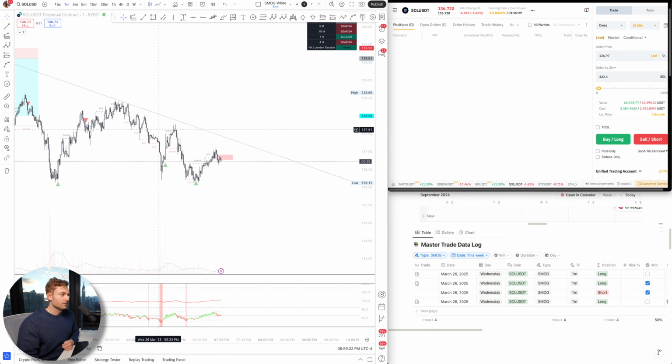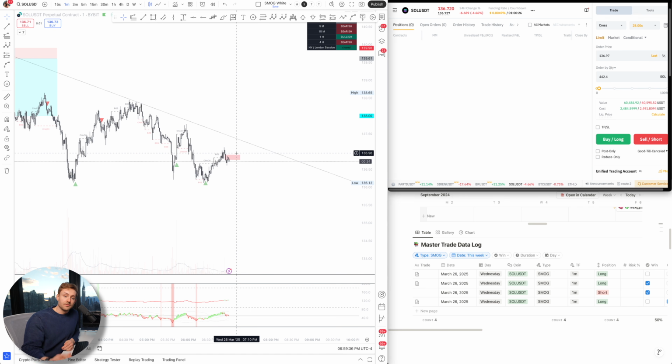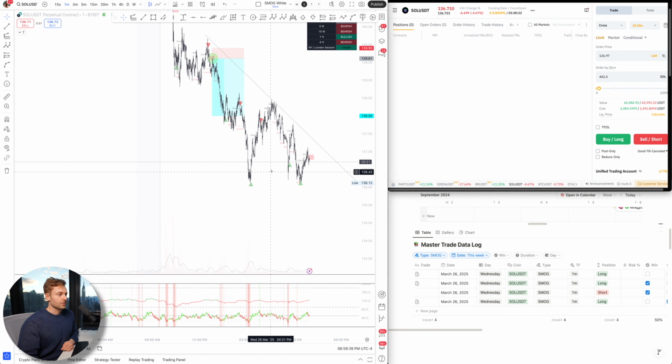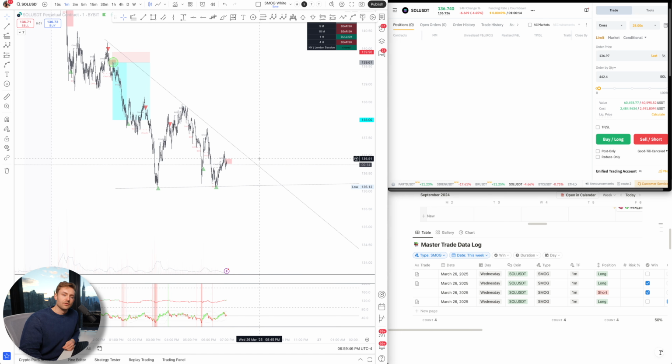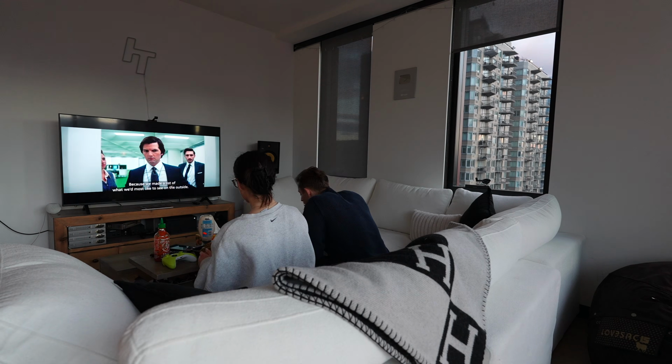But for now, this is sort of just sideways chop. It's not really anything definitively giving me any sort of signal in either direction. So once again, need to see one of these key levels broken, and then we should be able to have another trade opportunity.